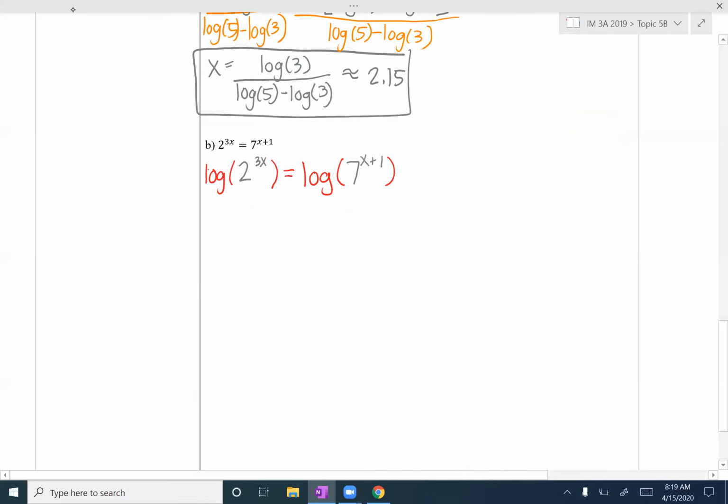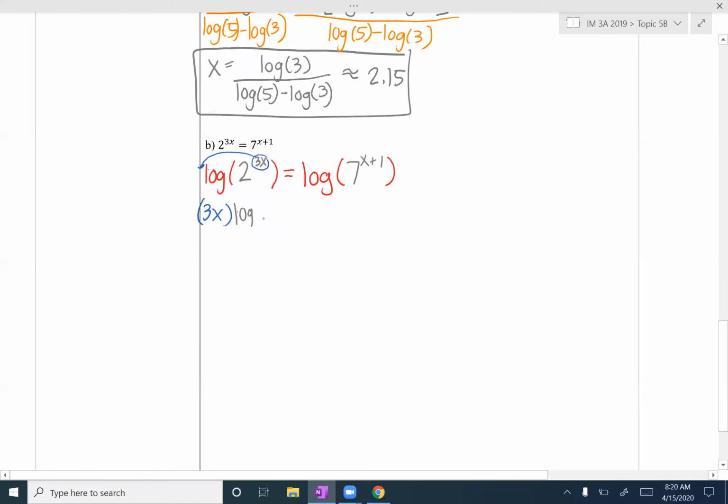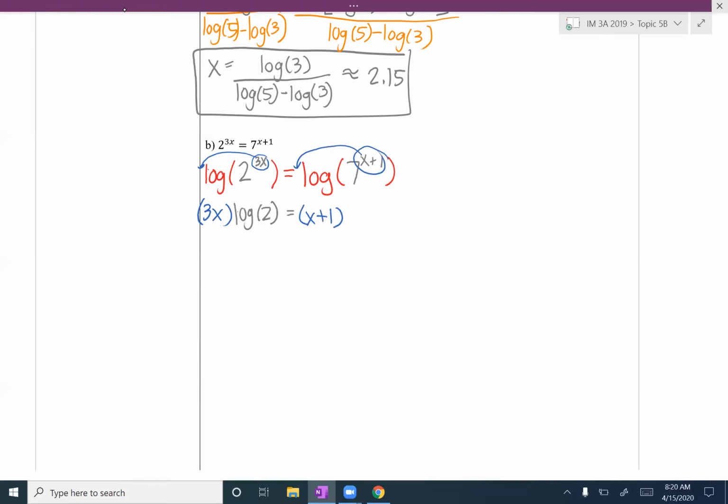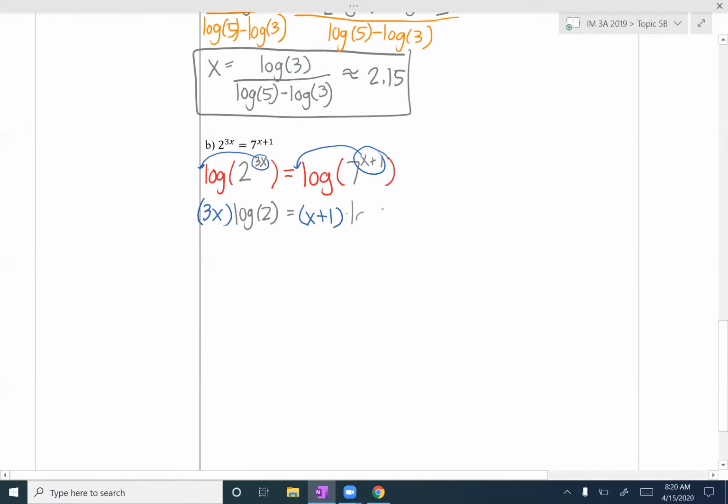And so then from there, we're going to use the power property. So we're going to bring the exponents to the front. So we're going to have 3x times log of 2 is equal to, we're going to bring x plus 1 to the front times log of 7.